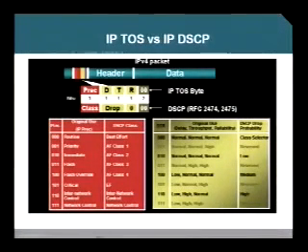and the 6 bits were referred to as the behavior aggregates. So this is a representation of how the 3 bits of the precedence evolved into this 6 bits from the ToS byte as defined in RFC 2474. So there are 8 classes that we see on the left table. We see the 8 classes from the precedence.